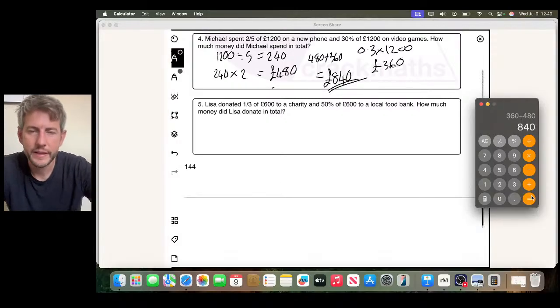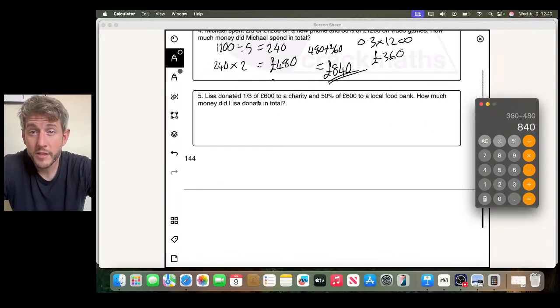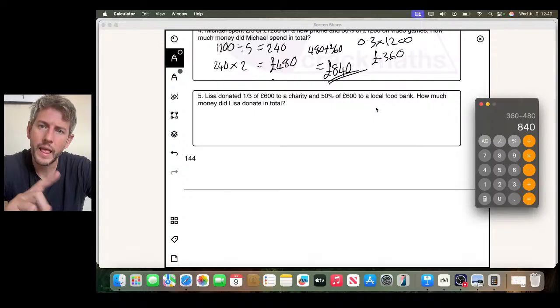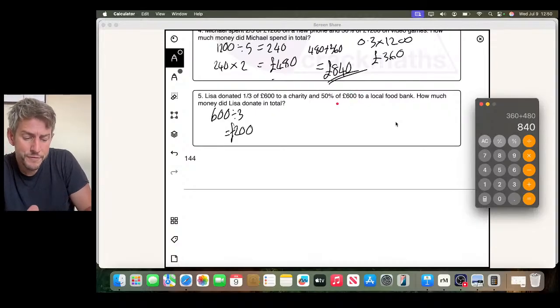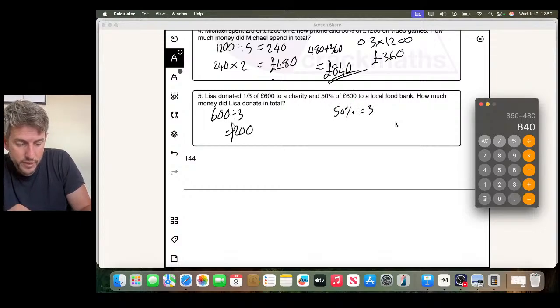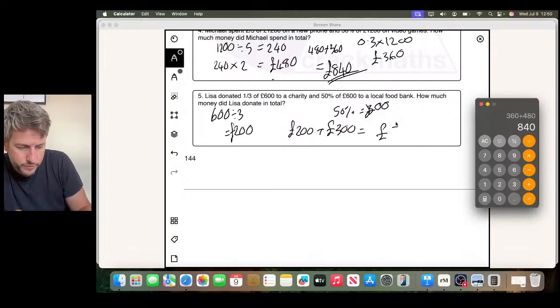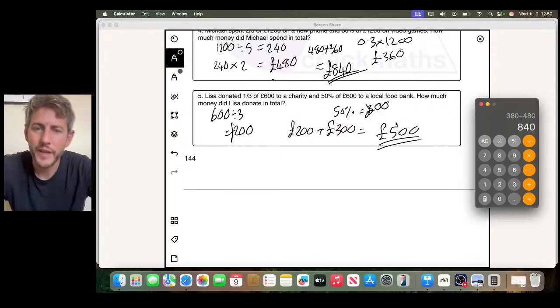Right, question 5. Lisa donated 1/3 of £600 to charity and 50% of £600 to a local food bank. How much money did Lisa donate in total? So 1/3 we find out by doing 600 divided by 3, which will equal 200. So that's how much she gave to the charity. 50% is just half. So if the whole amount is 600, 50% will equal 300. Okay, and then we're going to do the 200 add the 300, and that will equal £500. Okay, right, let's get these marked.